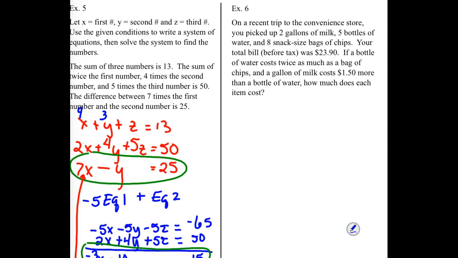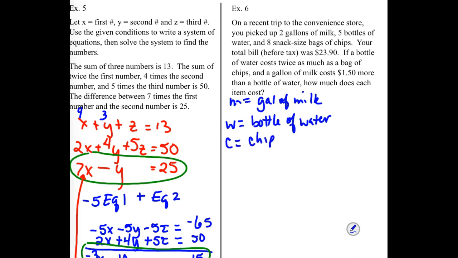Okay, so first of all, we want to define our variables. If we let M equal the milk, and we let W equal a bottle of water, and C equal a bag of chips. Will that work? You can use X, Y, and Z, I don't care. I just think labeling them with what they are, with that first letter, is going to help you keep them straight. So these are the prices of each of these, yes? So prices of a gallon of milk, price of a bag of chips, price of a bottle of water.